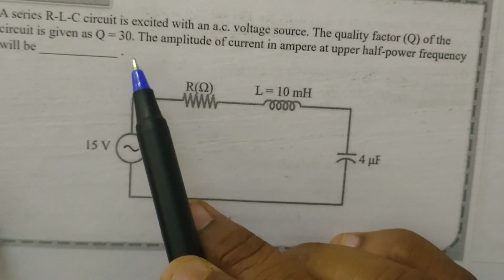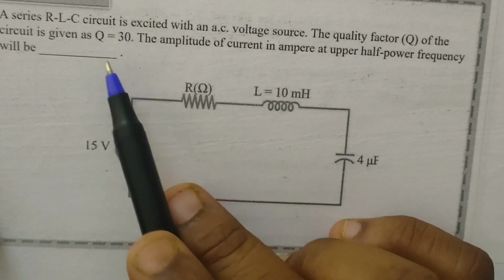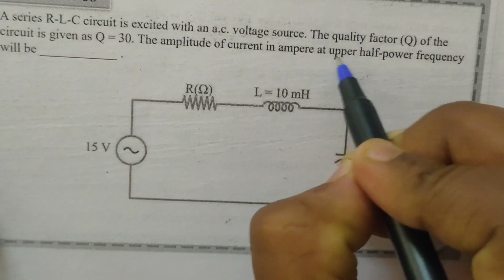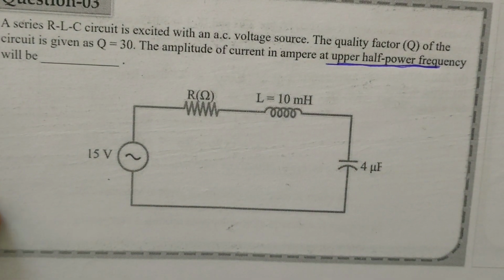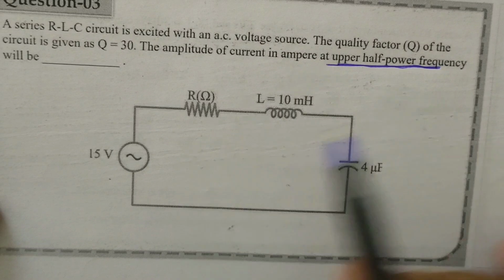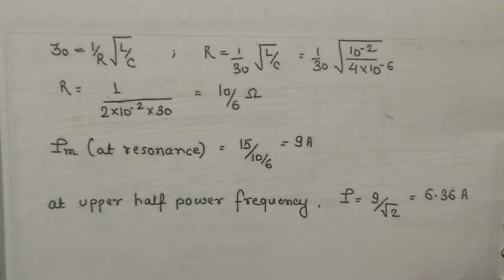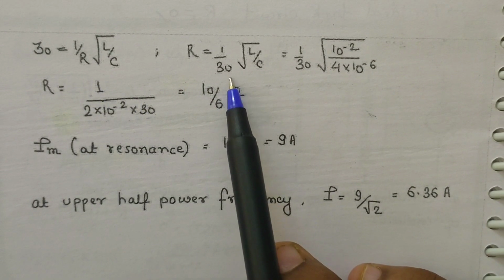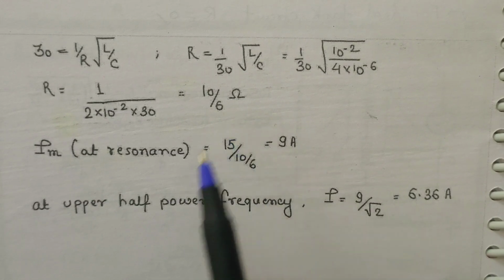A series RLC circuit is excited by an AC voltage source. Quality factor is given. He is asking for the amplitude of current in amperes at the upper half power frequency. Here, a series RLC circuit, the quality factor we can write as 1 by R into root L by C. From this, the L and C values are given, and you will get the R value, that is 10 by 6 ohms.